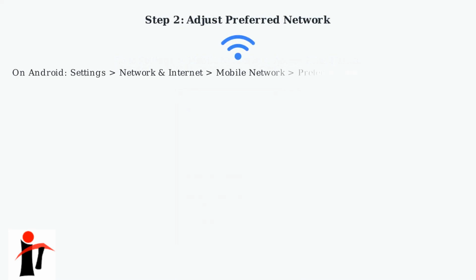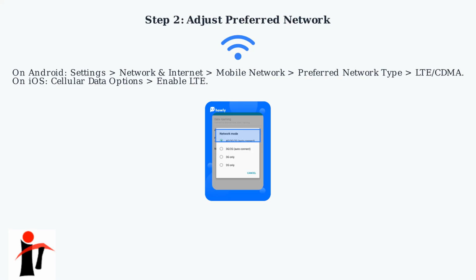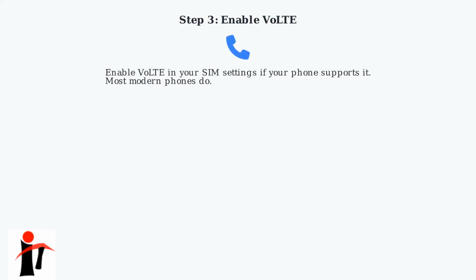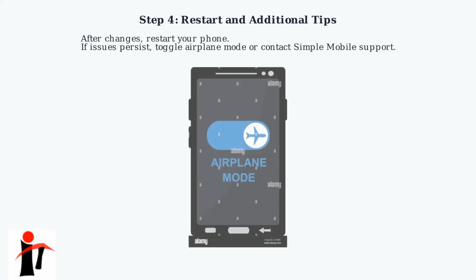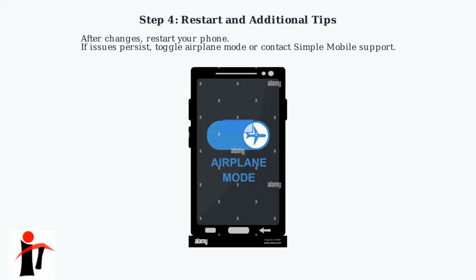Next, adjust your preferred network. On Android, navigate to Settings, Network and Internet, Mobile Network, Preferred Network Type, and set it to LTE CDMA. On iOS, go to Cellular Data Options and enable LTE. Finally, enable VoLTE in your SIM settings if your phone supports it. Most modern phones do. After making these changes, restart your phone. If issues persist, try toggling airplane mode or contact Simple Mobile support.